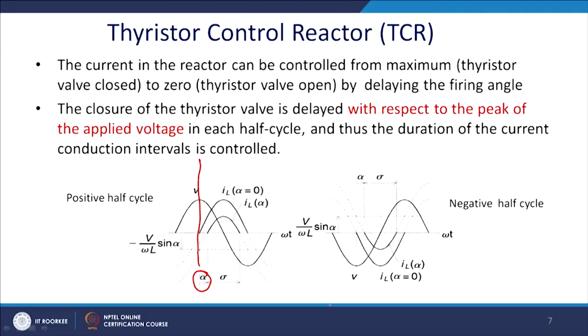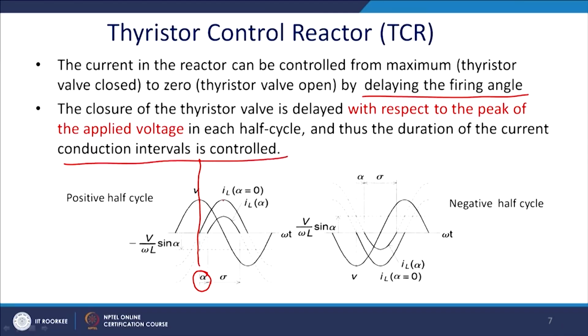As reported earlier, the current in the reactor can be controlled from the maximum to 0 by changing the delay angle or the firing angle. The closure of the thyristor valve is delayed with respect to the peak of the applied voltage. Please understand that it has to give a 90-degree phase shift, and since inductor current lags by 90 degrees, it should be 90-degree lagging, and thus the duration of the current in conduction mode can be controlled.